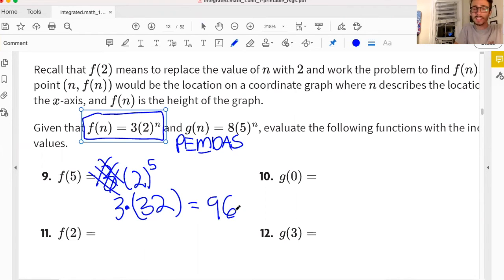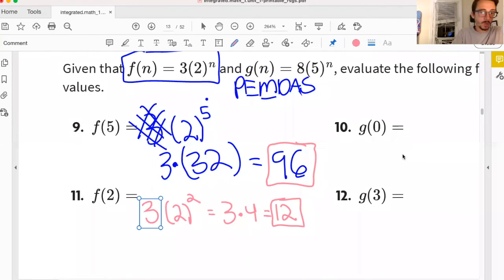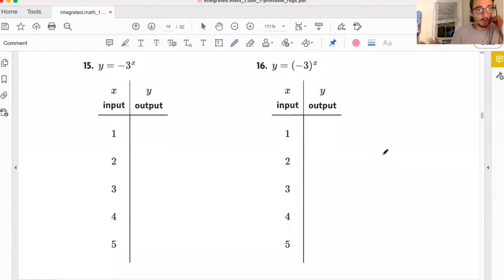Take a moment, try 11. Hopefully you said 12. Let's move on. I don't want to spend too much time. Take a moment. 15 and 16 has us evaluating those inputs, getting an output. What's different between these two? If anything, what's different between these two?